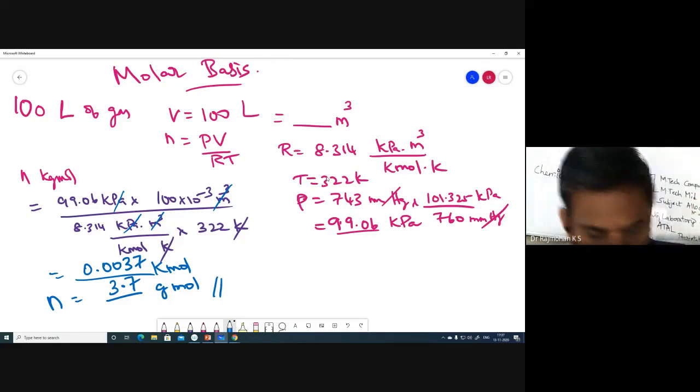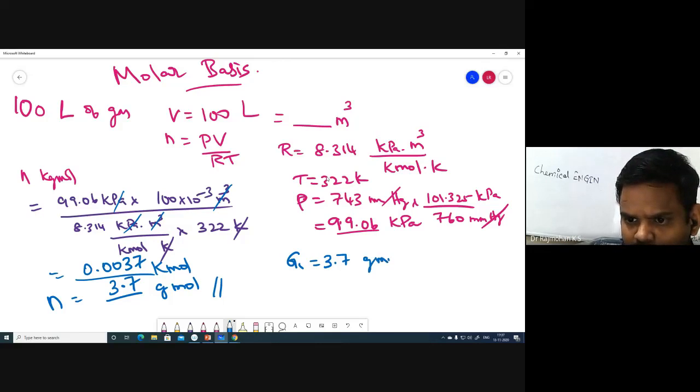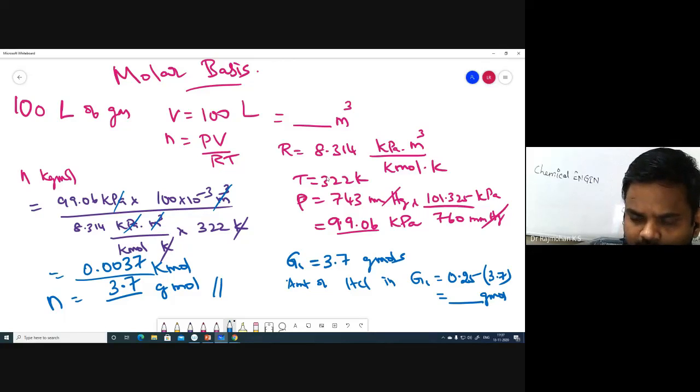The 25% given is on a mole basis only, right? So out of this, the gas entering, G1, is equal to 3.7 gram moles. The amount of HCl in G1 is 25 percent, 0.25 into 3.7. So that much gram mole of HCl is present in the gas entering the system.